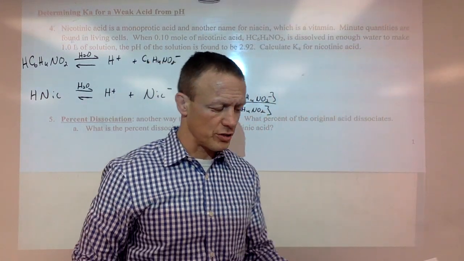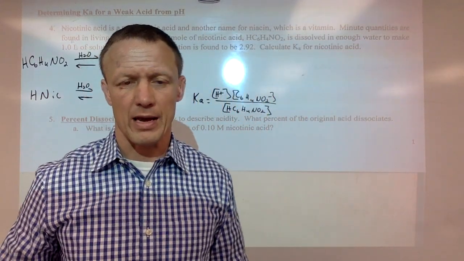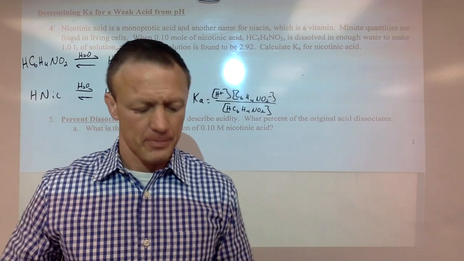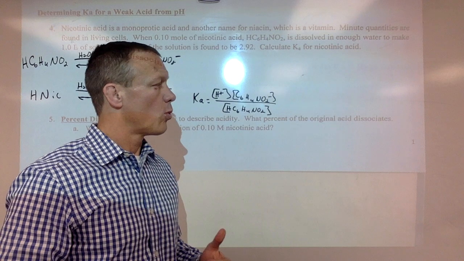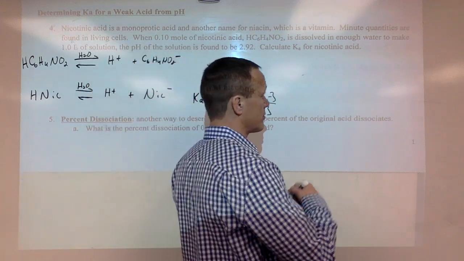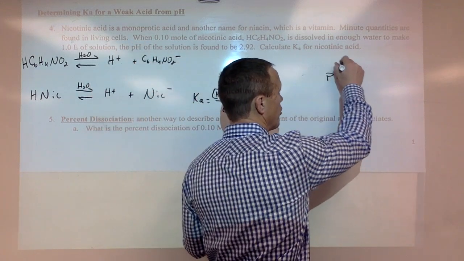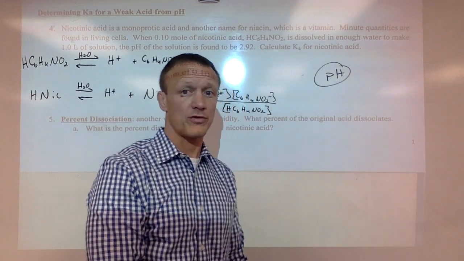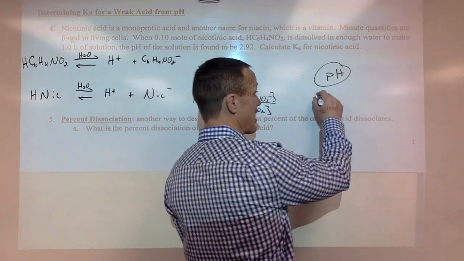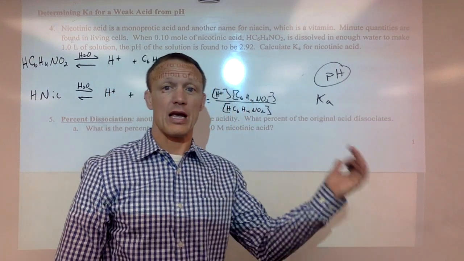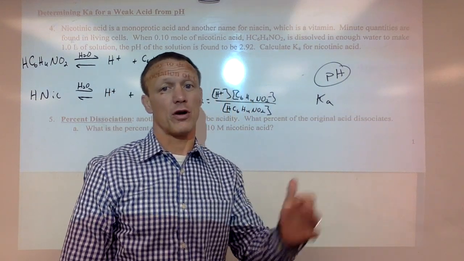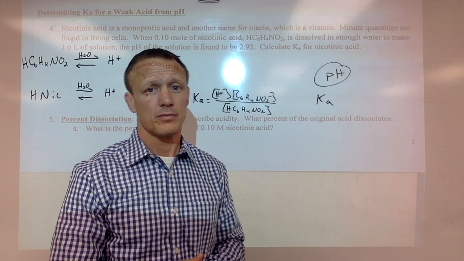This video is going to be questions 4 and 5 in your acid-base notes. Two types of problems here. One's going to be where I give you pH. So you have a known pH of a weak acid, and I ask you to find Ka, and then just the opposite. I'll give you Ka and ask you to figure out what the pH of the acid would be.